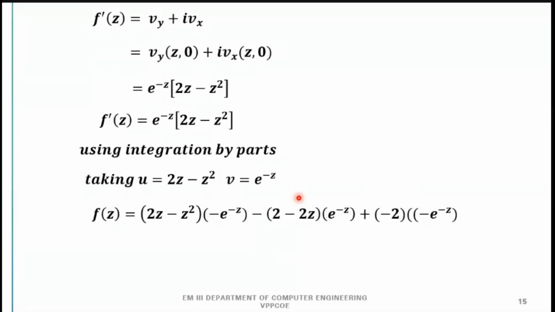Simplify. Now we can take e raised to minus z common. If we take e raised to minus z common, this minus sign is remaining. So minus 2z plus z square minus 2 plus 2z, and this is plus 2. So 2 and minus 2 get cancelled. 2z and minus 2z. Now it will be plus in the middle term due to minus e raised to minus z.